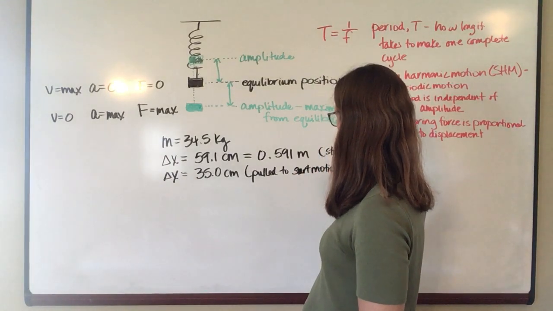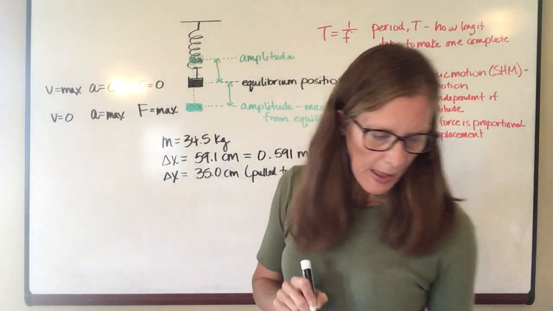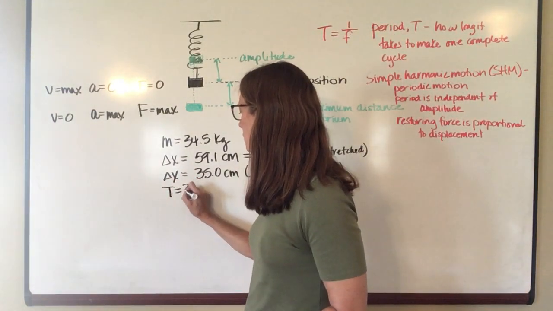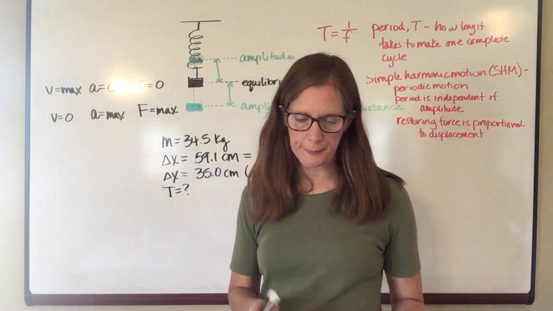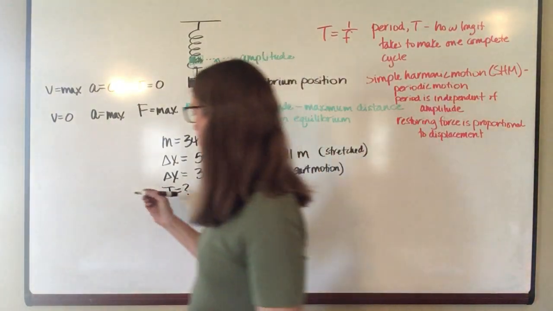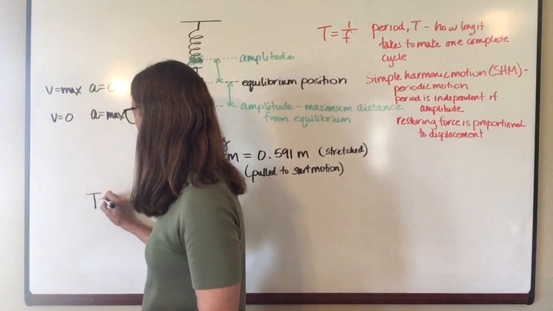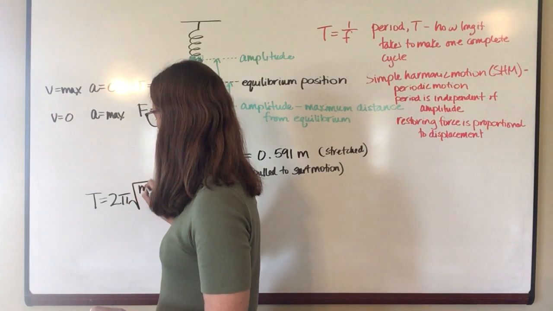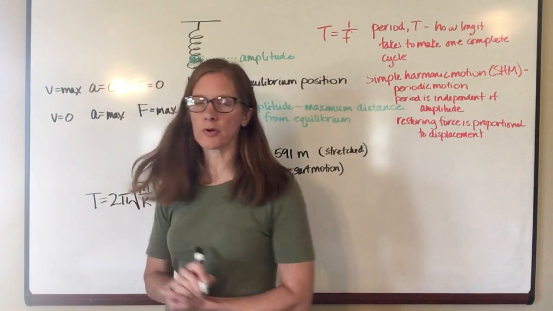So we'll get that information up here as well. And the question is, what will be the period of the resulting motion? Okay. Now, you know from reading the section that in order to find the period, the period is equal to 2 times pi times the square root of m over k.